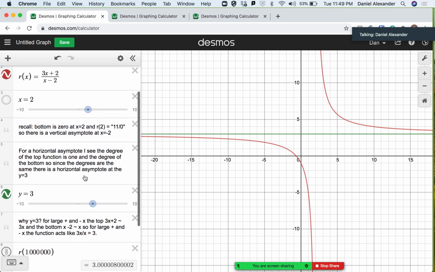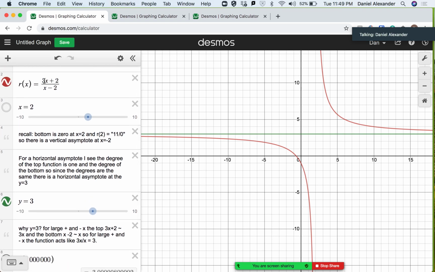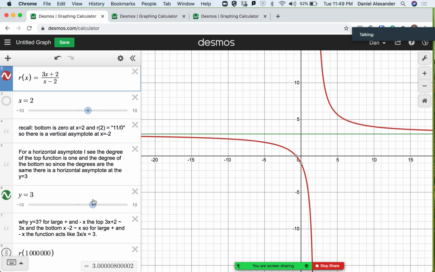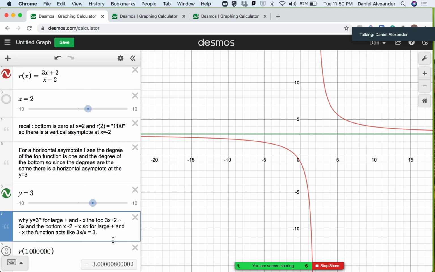So again, for R of x, the top, 3x plus 2, is pretty much just 3x, because that 2 doesn't matter. And the bottom is going to act like x, so x minus 2 is really like x. So really what the function acts like is 3x over x, which is 3. And that's what you're seeing when you graph it.